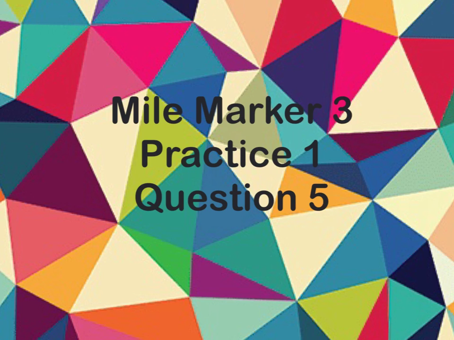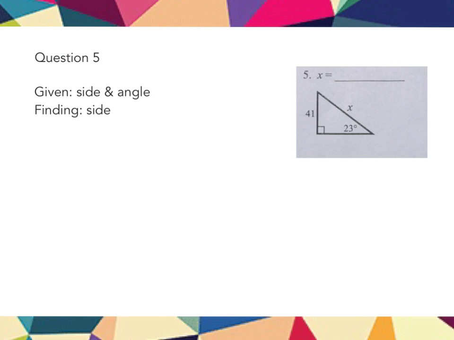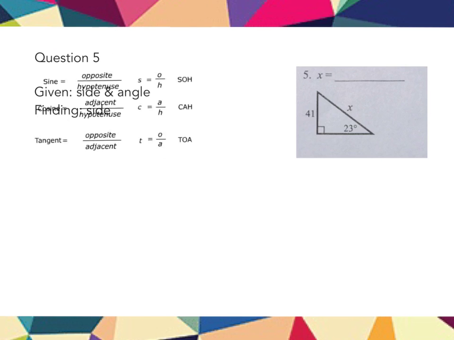This tutorial is for mile marker 3, practice 1, question 5. In question 5, we can observe that we're given a side and an angle of our triangle, and we're looking for another missing side. So again, this pattern should be a clue to us that we're going to use trigonometry.